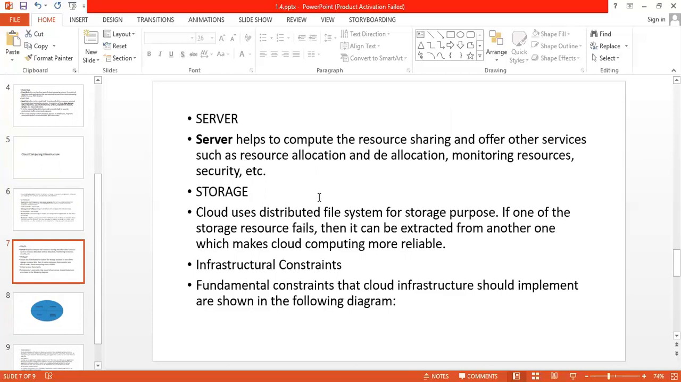Server plays a very important role, as we all know. It is sharing the various resources present with it, and only one device can access the resource at a time. So the server is managing all these things: resource allocation and deallocation, monitoring the resources, providing security to the resources. All these things are considered under server. Storage: cloud uses distributed file systems for storage purpose. If one of the storage resources fails, then it can be extracted from another one, which makes cloud computing more reliable.